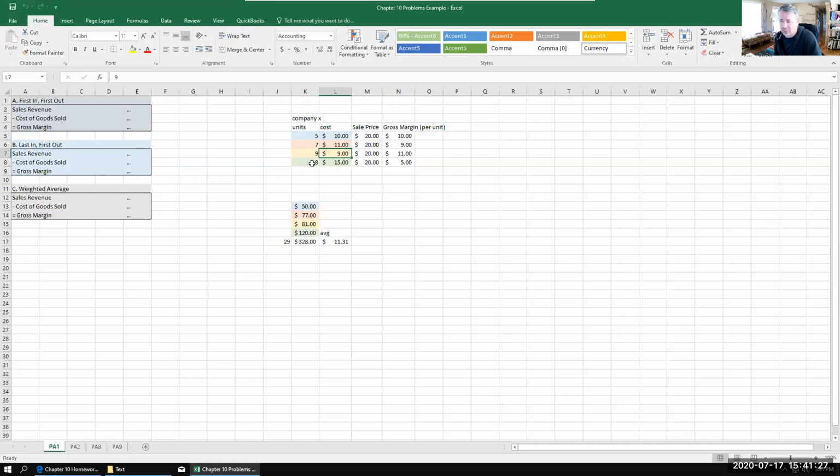And then in the last example, I had 8, and for some reason our costs went way up. We still sell them for 20, and we're only making $5 per unit. We might think about raising our prices, but that's neither here nor there. We're not worried about that yet. We're just looking at how much of a profit we would make in each of these situations. And that's what the first problem is really about.